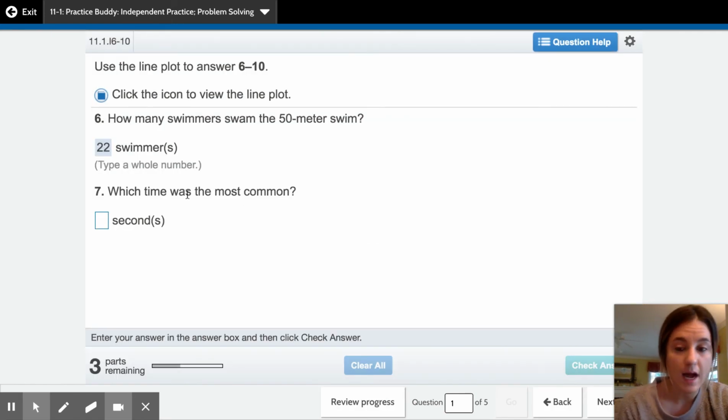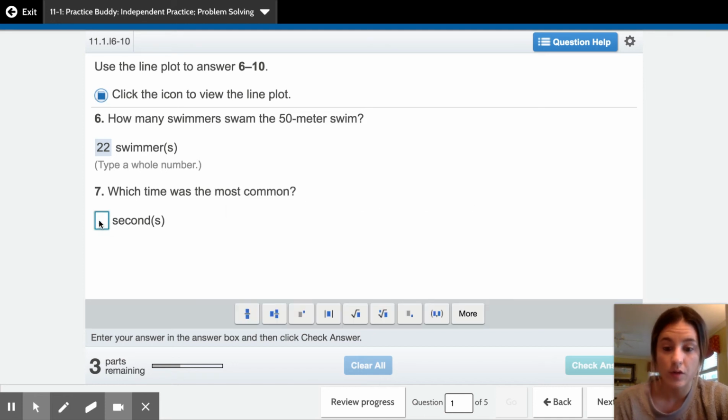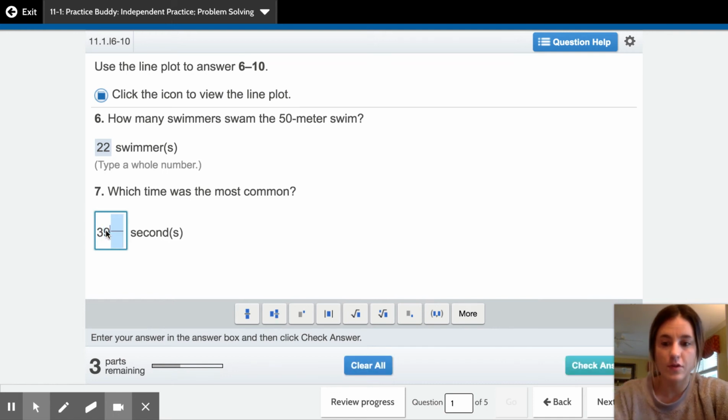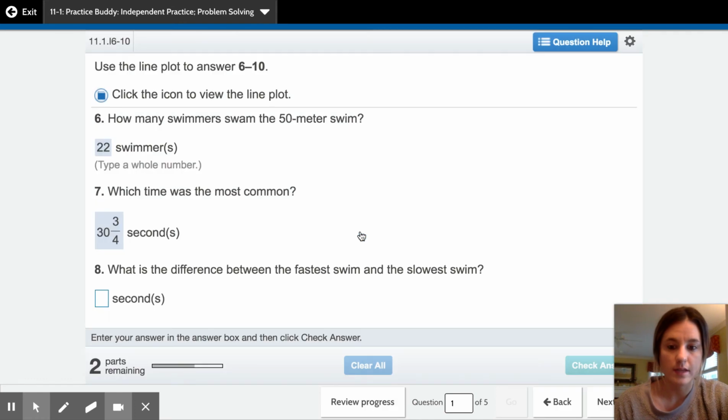Okay, which time was the most common? Let me click it again. So which was the most common? Which had the most amount of dots? 30 and 3/4 of a second was the most common. So I'm going to find my mixed numbers symbol, and I'm going to type in 30 and 3/4. Check my answer. Nice.